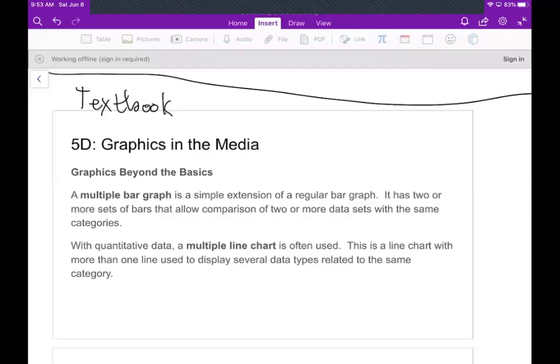Okay, guys, welcome. Today we're going to talk about the use of graphics in the media. So, the first thing that we're going to talk about is what's called a multiple bar graph.